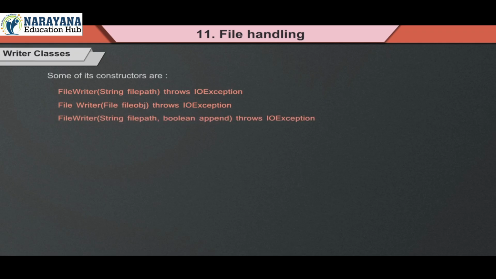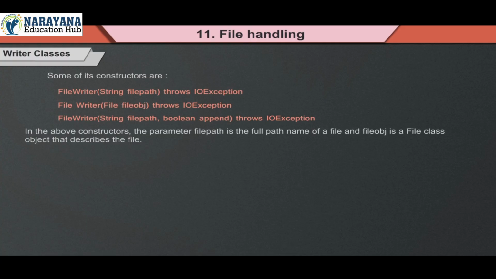Some of its constructors are FileWriter(String filePath) throws IOException, FileWriter(File obj) throws IOException, FileWriter(String filePath, boolean append) throws IOException. In the above constructors, the parameter filePath is the full path name of a file and fileObj is a File class object that describes the file.